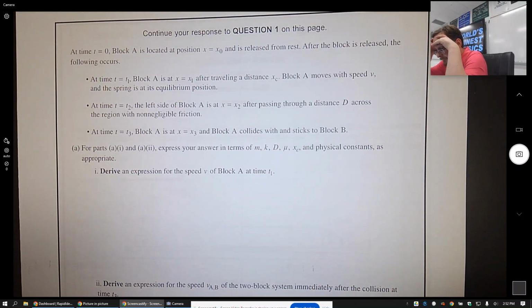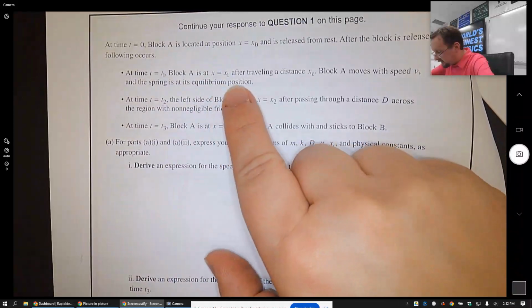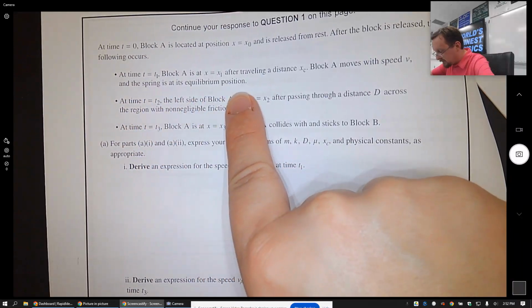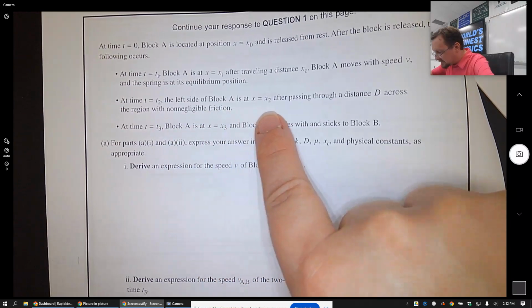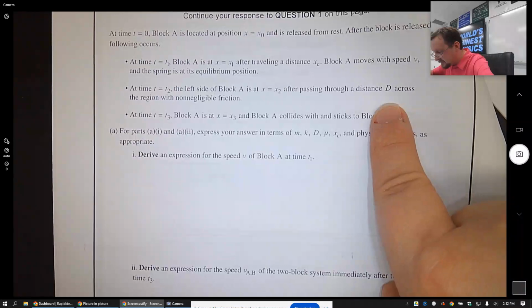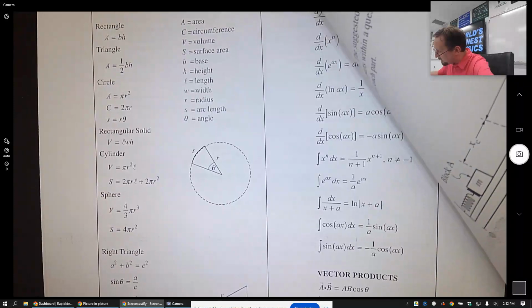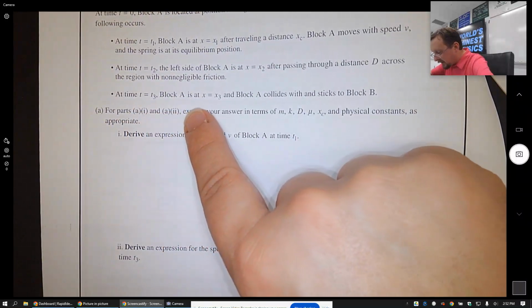Okay. At time 0, block A is at x naught and is released from rest. After the block is released, the following occurs. Good grief. At time T1, block A is at x1, traveling at speed v, and the spring is at its equilibrium position. At time T2, the left side of block A is at x equals x2, having passed through distance d across the region with non-negligible friction. So basically that means the block is off the frictiony part then. And at time T3, block A is at x3 and collides.